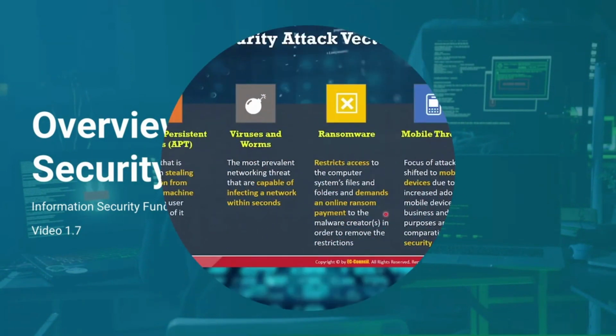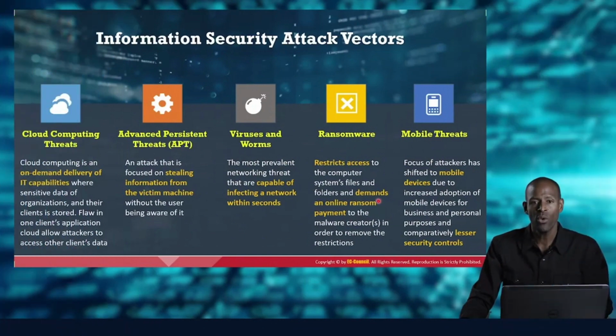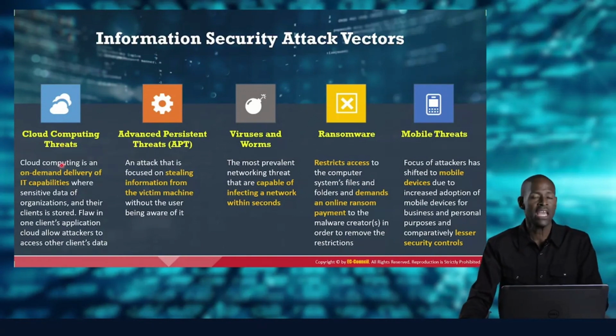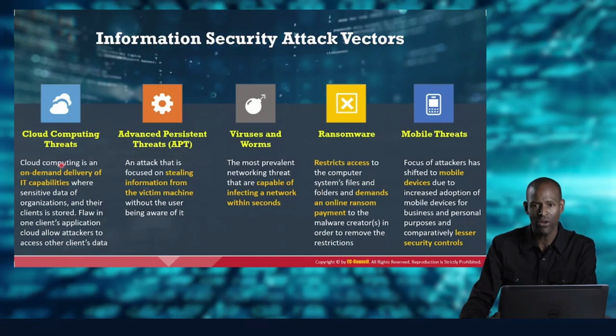So what are the attack vectors? We have cloud computing threats. So for instance, we have all these wonderful on-demand services that we can get from cloud providers. But there's a possibility of sensitive data leakage. We could have flaws in the way that the application works. There are many different ways that the cloud communication can be tampered with. There are the idea of advanced persistent threats.